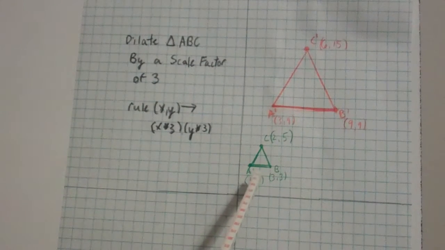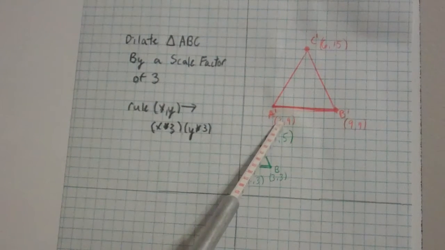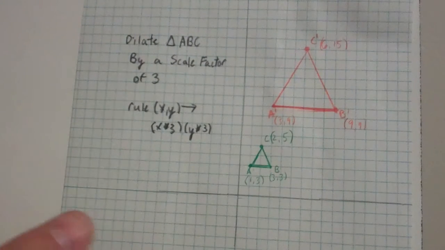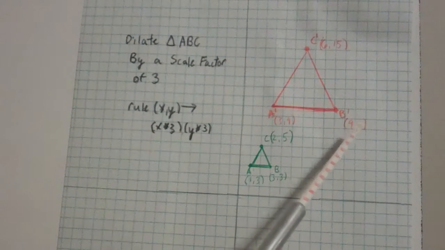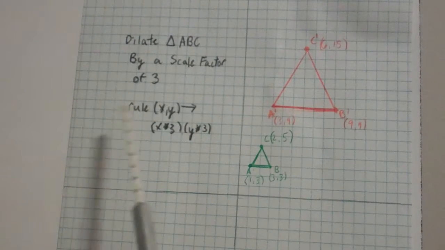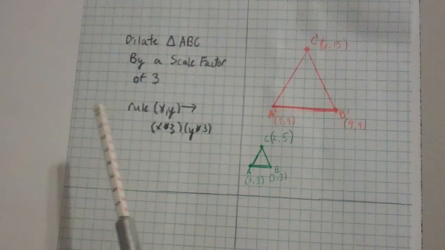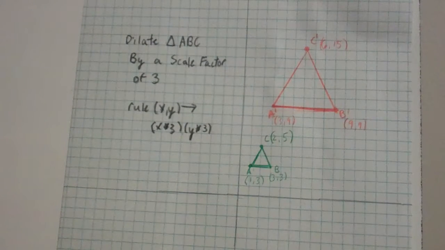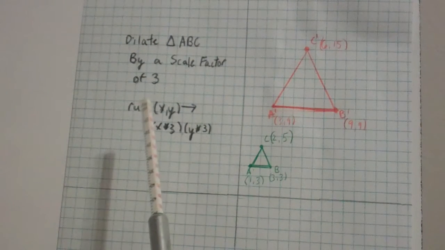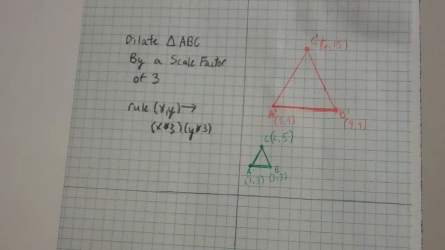So if we go back to A, 1 times 3 is going to give us 3, and then 3 times 3 is going to give us 9. So our A prime coordinate is 3, 9. For B, we have the point 3, 3, and if we multiply each of those, the x and the y, by 3, we end up with 9, 9. So that is our B prime coordinate, 9, 9. And then for C, we'll take 2 and multiply that by 3 and get 6 for the x coordinate, and we'll take 5 and multiply that by 3 to get 15 for the y coordinate, making C prime 6, 15.